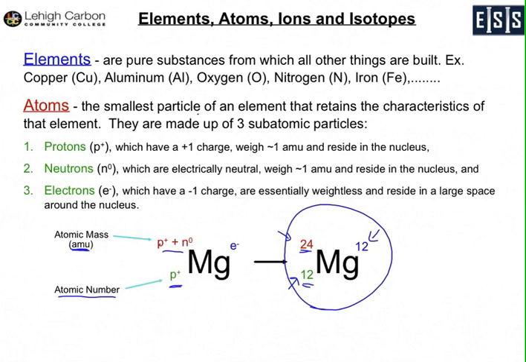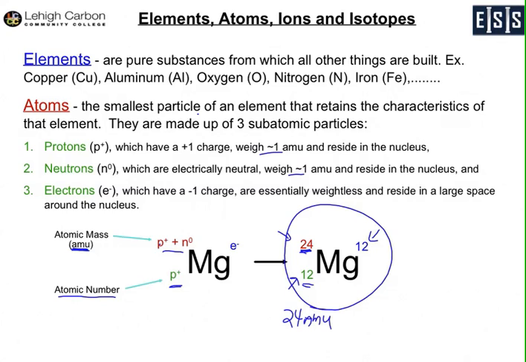As we said before, each one weighs almost exactly 1. And the electrons you can ignore. So you just add the number of protons and neutrons together and you get your atomic mass in AMUs. In this case, over here we said 24. So the atomic mass for this atom would be 24 AMUs.